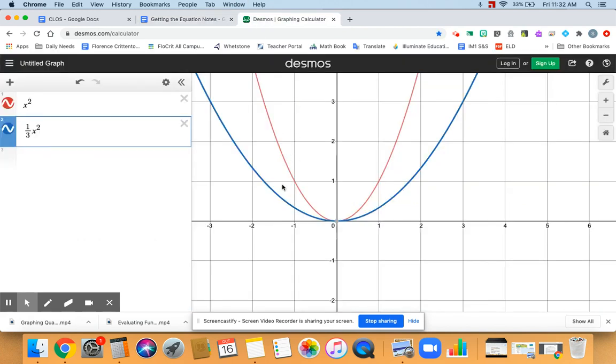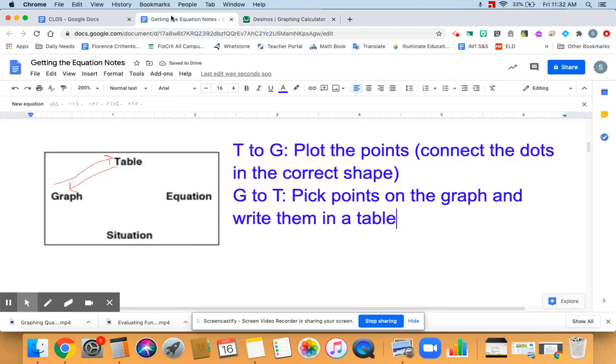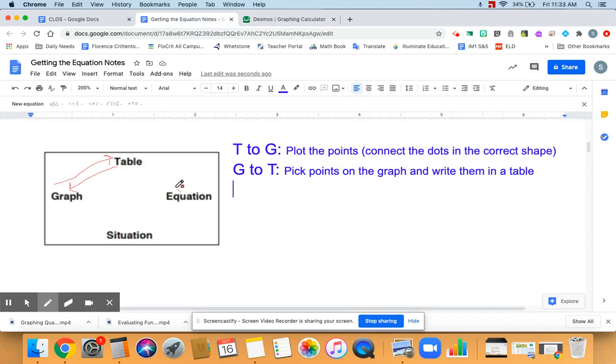So if you're looking at any graph like this one, you can just pick a point right here, and then you'd write -1 in the x place and +1 in the y place. And then maybe you could do this one, and you just pick a couple points on the graph and you put them into the table. This connection's really simple. If I want to go from an equation to a table, like if they start me with the equation, and I need to come up with a table.